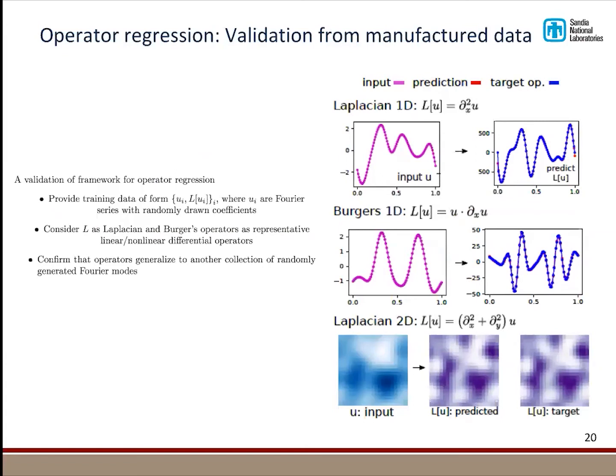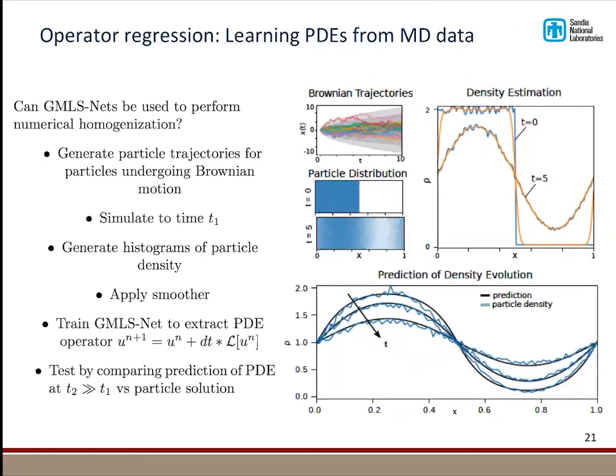So in terms of operator regression, this is another test that's just a validation, just to make it clear that you can regress operators. So basically what we did is we drew Fourier series with random coefficients. We applied the operator to it. The operators are on the right, so we looked at a 1D Laplacian, a Burgers, as a prototypical nonlinear operator, and a 2D Laplacian as well. And it works as expected. There's a lot more details in the paper if you're interested in how exactly we set this up.